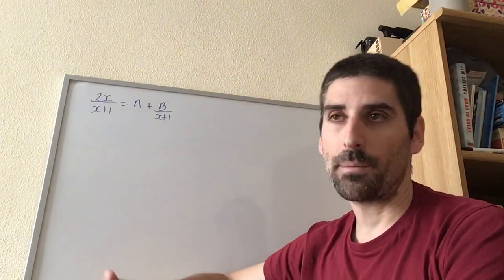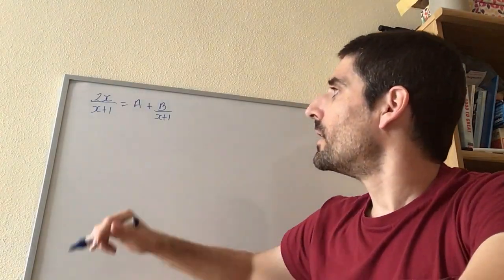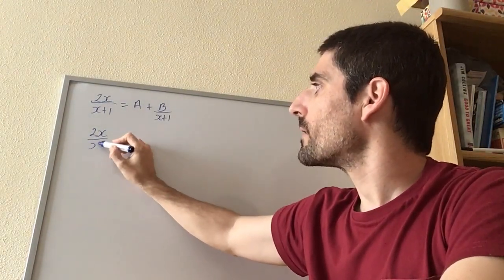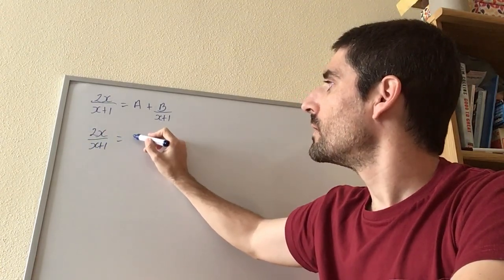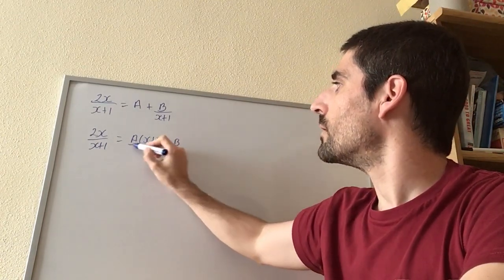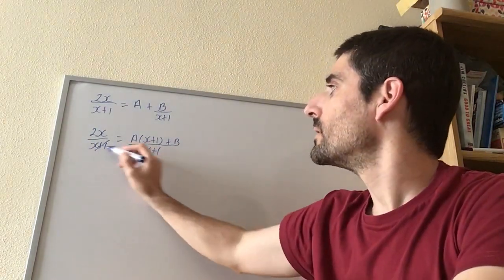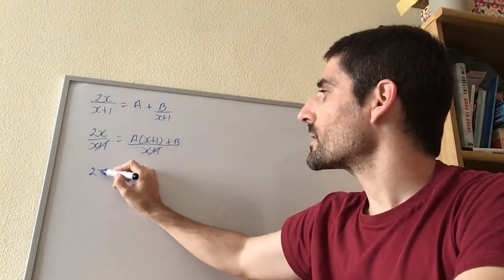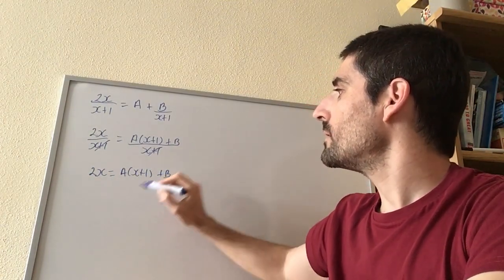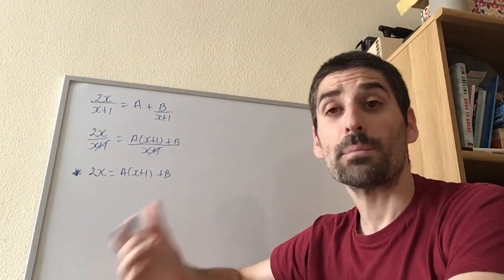There you go. Common denominator, substitute values, blah, blah, blah. Easy. So, if that is the same as that, 2x over x plus 1 is going to equal a times (x plus 1) plus b over x plus 1, right? Common denominators cancel out. 2x equals a(x plus 1) plus b, and remember, that's what I call my star equation. I just made that up two videos ago.